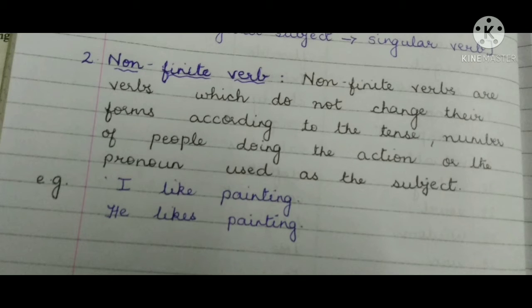Now let us see what are non-finite verbs. Non-finite verbs are the verbs which do not change their forms according to the tense, number of people doing the action, or the pronoun used as the subject. So ye non-finite verb hai, usme changes nahi hote, even if there is a change in the tense, number of people or the action. Let us see the example. I like painting. He likes painting. So here the word painting, the verb painting, did not change even when the person of the subject changed.